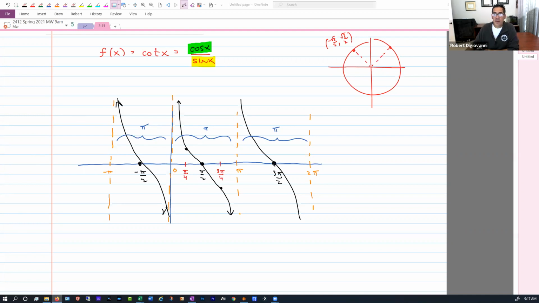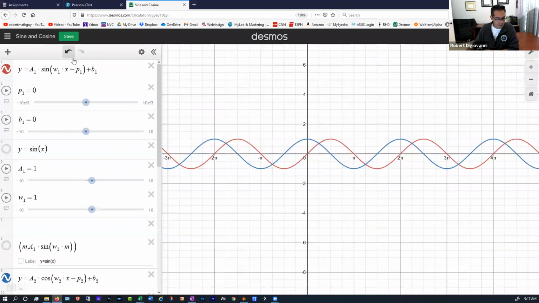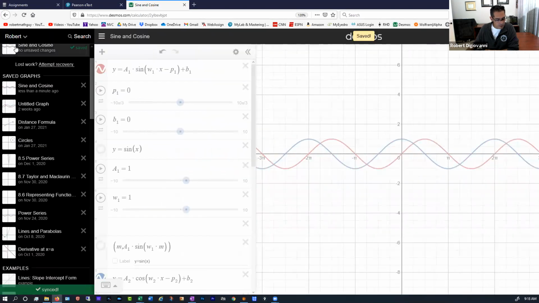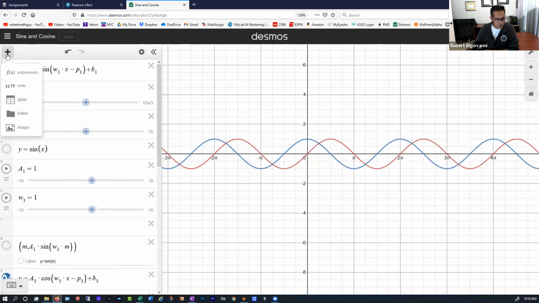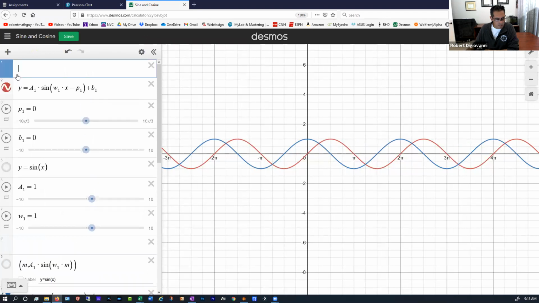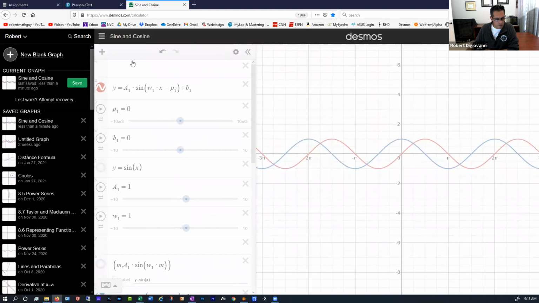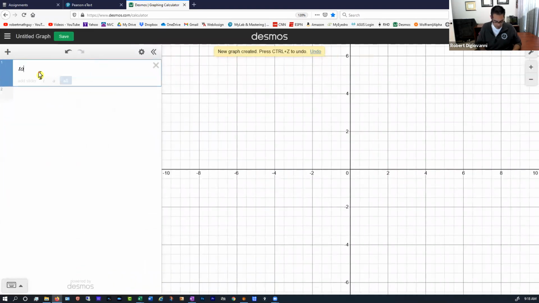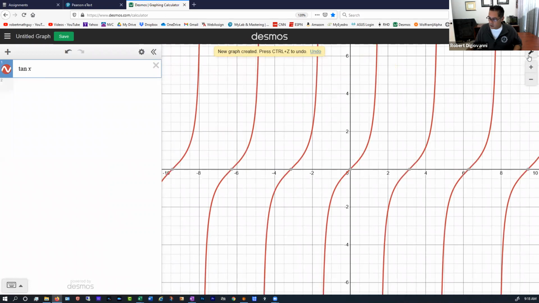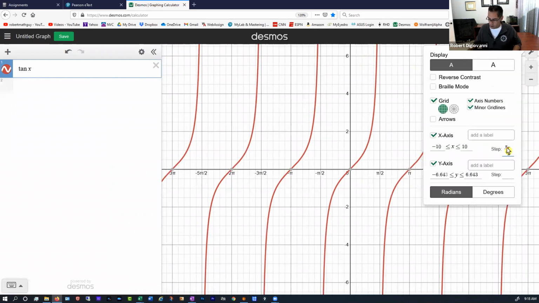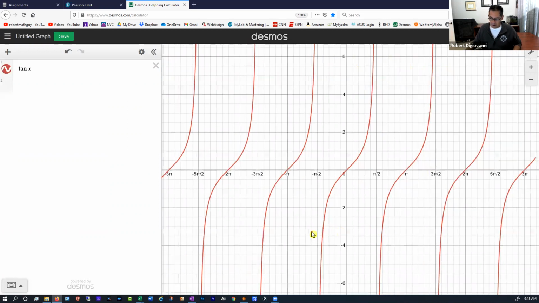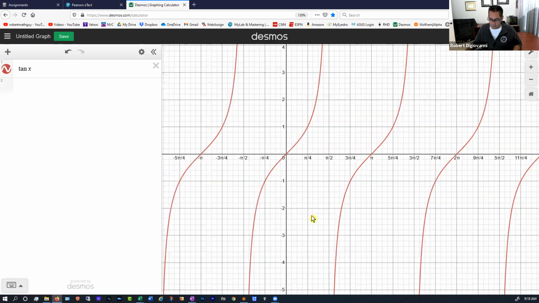So let me show you these in a different picture here. Let me save that. We'll come back to that. I think I'll just start a new one. So if I graph tangent x, there it is. Let me get my graph here to be pi over 4. Okay, there's tangent x. Let me zoom in here.